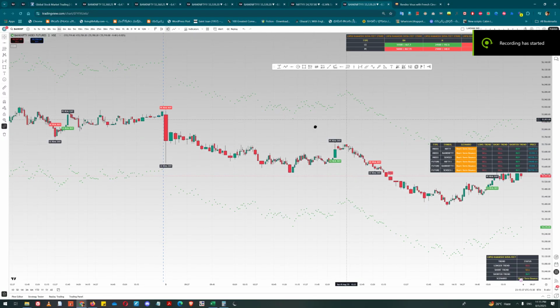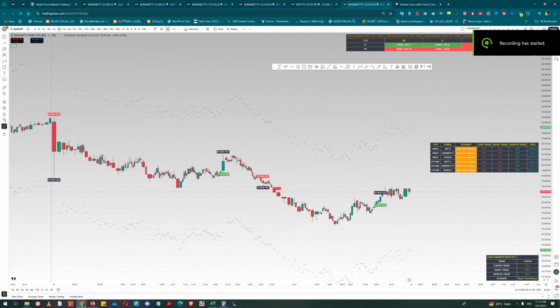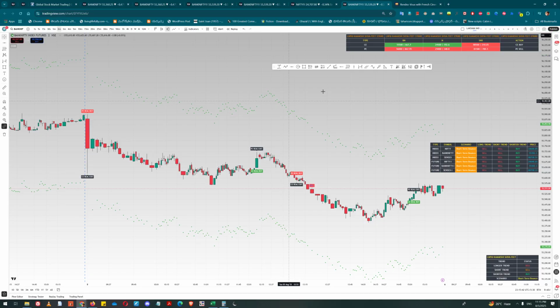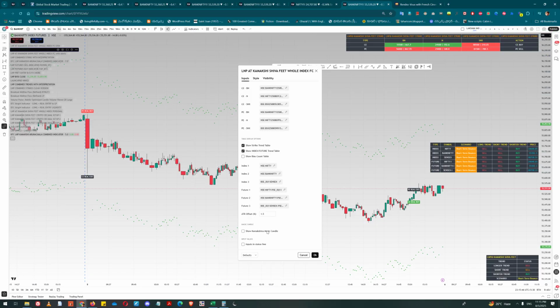So let's see what has happened with the tool, the Kamakshi tool, today. Whenever you want, you can switch off this Kamakshi magic candle in the show. If you switch it on, it will show you; you can switch it off. I just want to see the candle, so I'm switching it off.